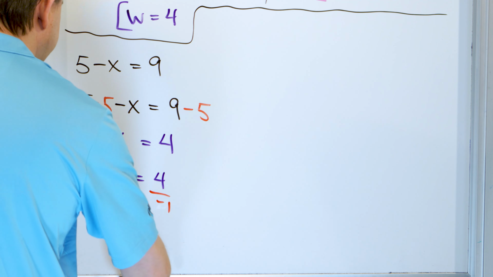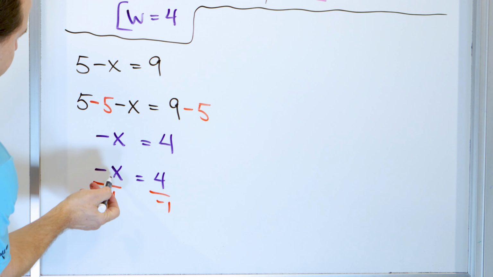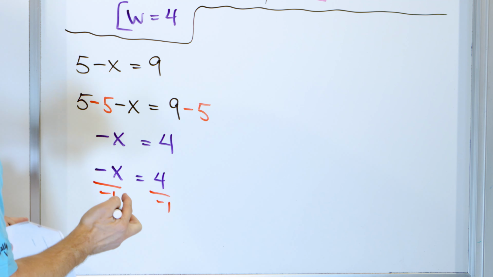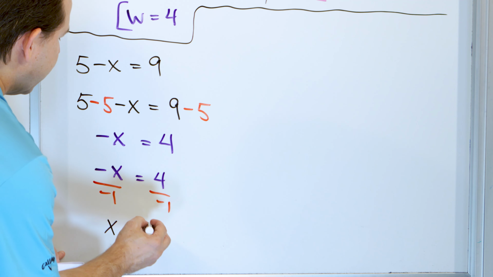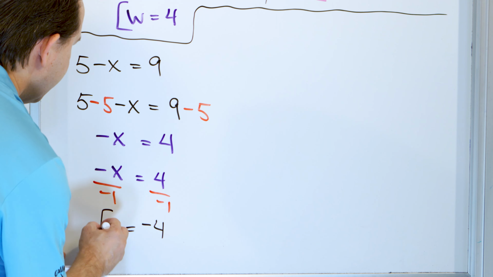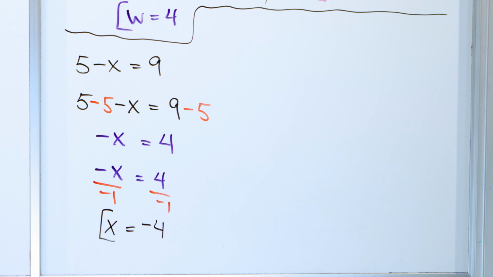What are you going to get if you do that? Well, this is like a negative 1 divided by a negative 1. That's going to be a positive 1 times x. So it's just a positive x, and then 4 divided by negative 1 is negative 4. That's the answer. X is equal to negative 4.